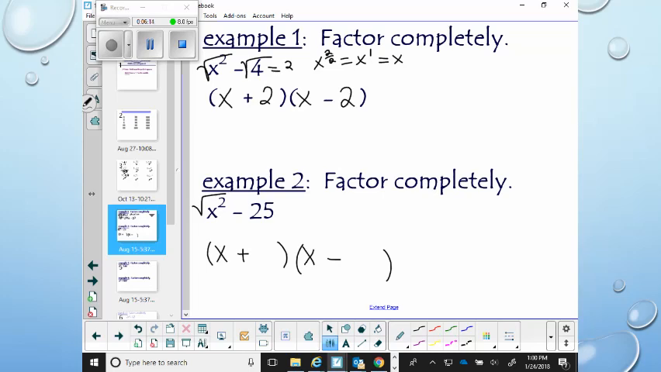What is the square root of 25? Goes here. Goes here. Yeah, it's really easy.